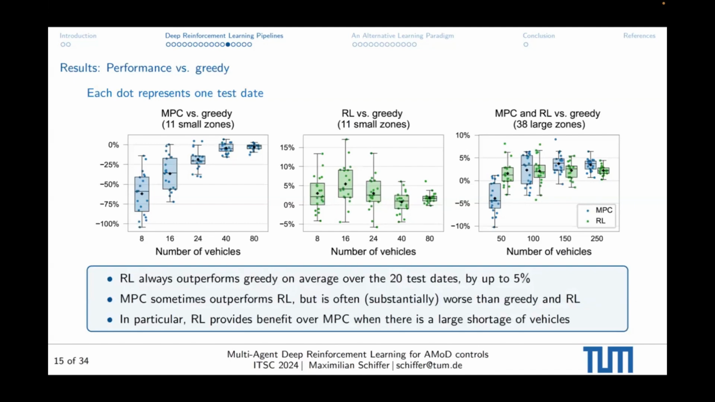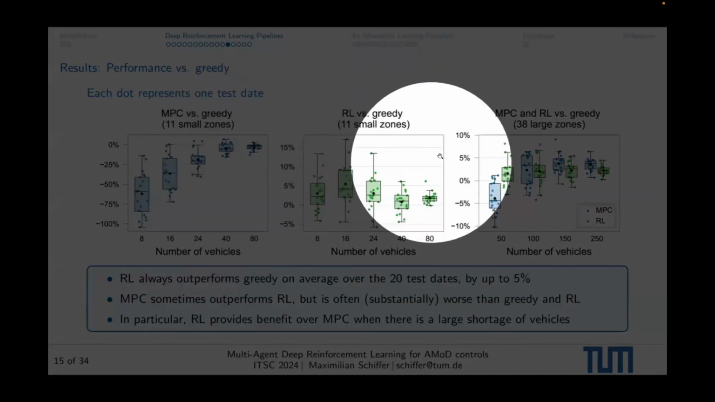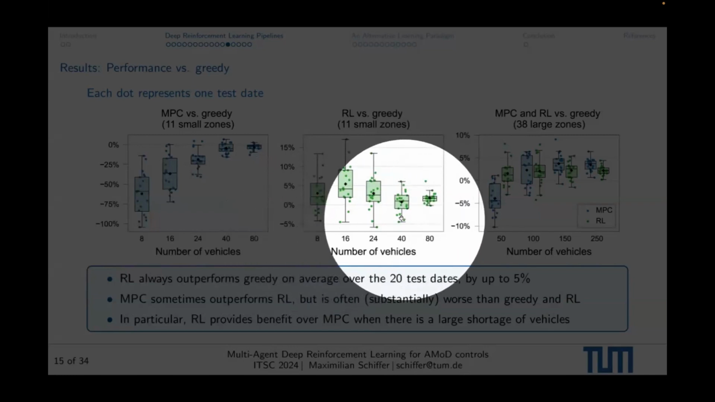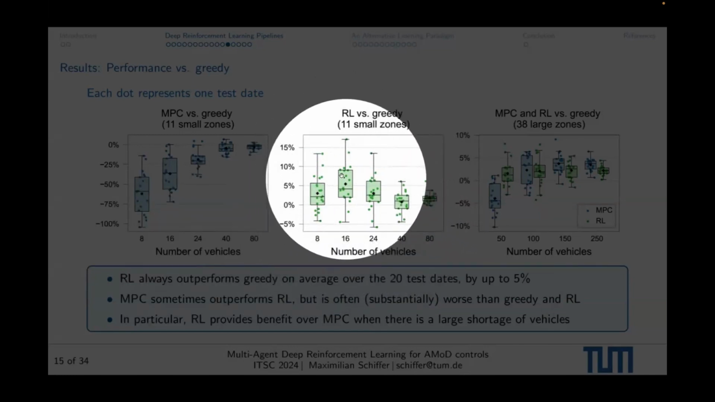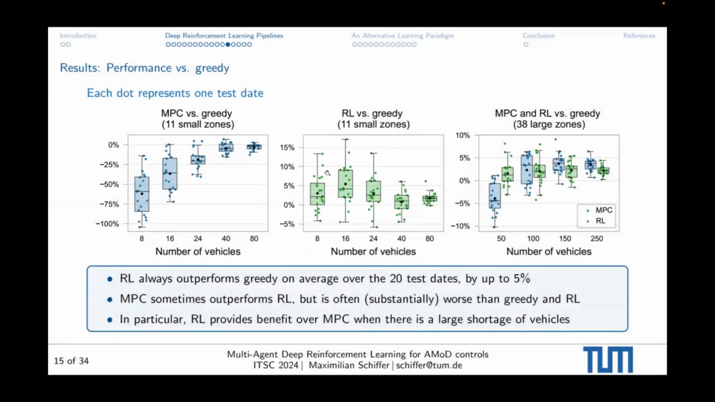Well, this is what we get. So what you see is the performance of the MPC or the reinforcement learning compared to greedy for different numbers of vehicles, right? And what you can see is that with the reinforcement learning approach, we consistently outperform greedy on average by 2, 3, 4%.